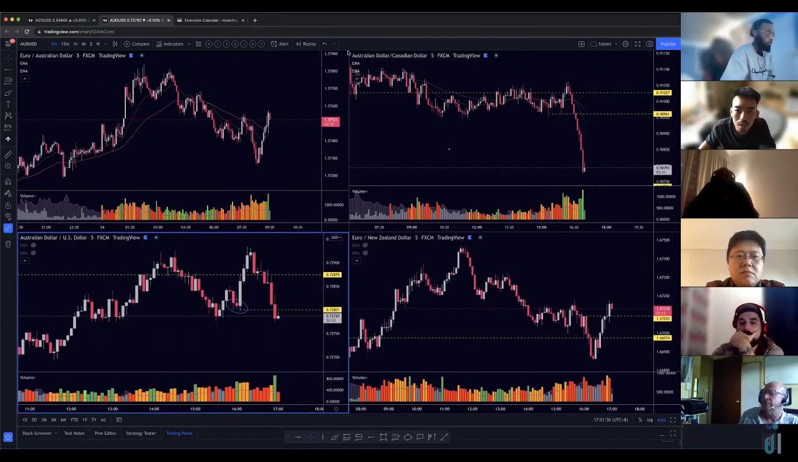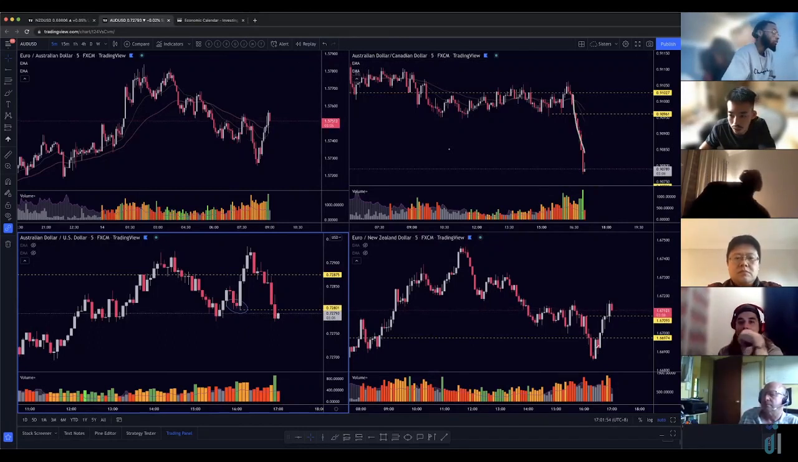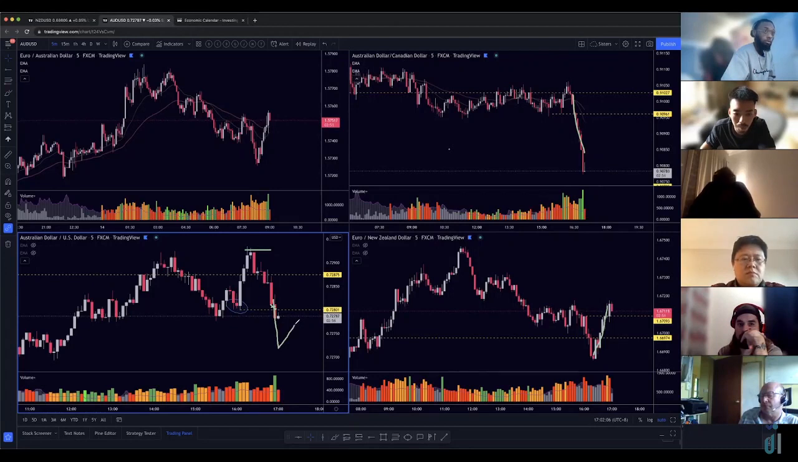In this case, you see all the pairs moving strong and hard, right? Here, this is pretty okay-ish. You can get in here, but your stops have to be here. But waiting for this and this might be asking a little bit too much. You see what I'm saying?